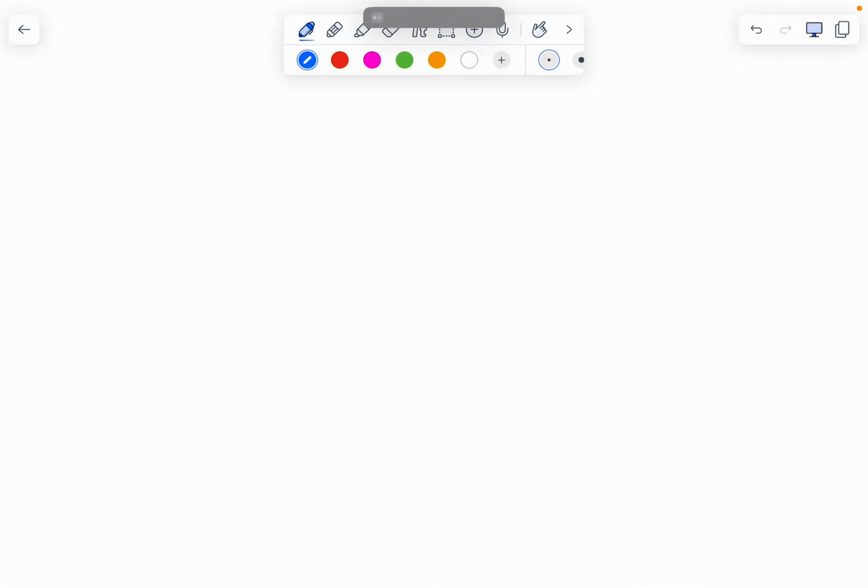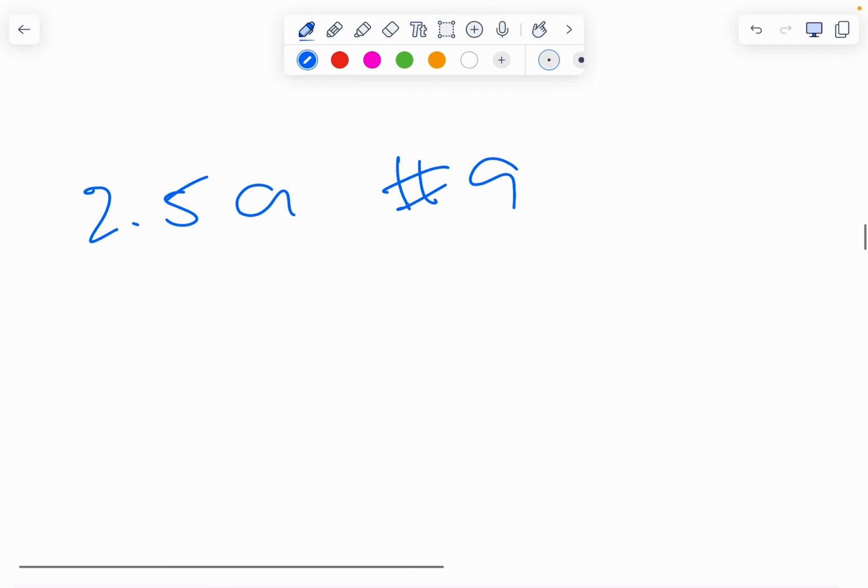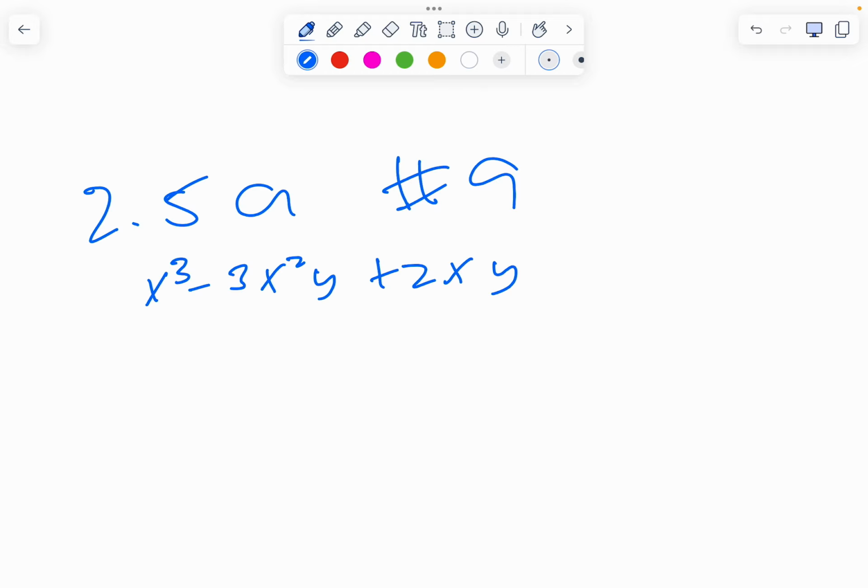Number 9 on 2.5a. So they gave us x cubed minus 3x squared y plus 2xy squared is equal to 12. Okay.